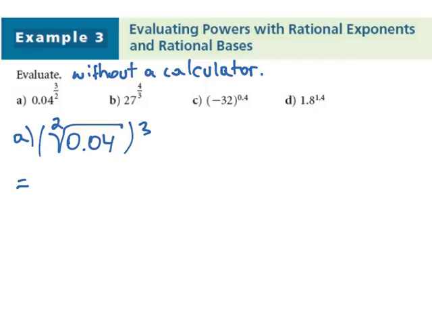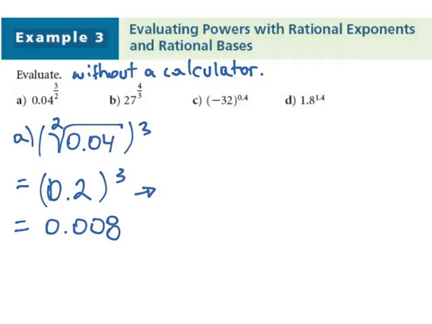So what is the square root of 0.4? Square root of 0.4 is 0.2. And don't forget the power of 3. And the cube of 0.2 is 0.008. And without the calculator, this is the reasoning behind it.